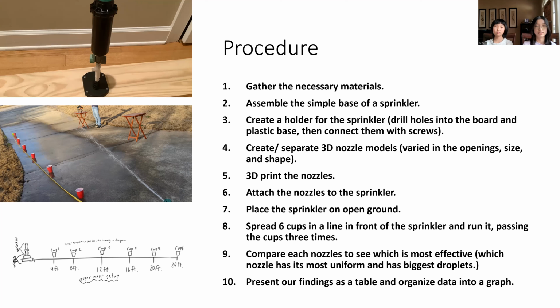After we 3D print the nozzles, we'll attach the nozzles to the sprinkler, place the sprinkler on open ground, and then we'll spread 6 cups in a line in front of the sprinkler and run it, passing the cups 3 times. Comparing each nozzle to see which is most effective will be next, and then lastly we'll present our findings as a table and organize data into a graph. Pictures 2 and 3 show how we set up our experiments.